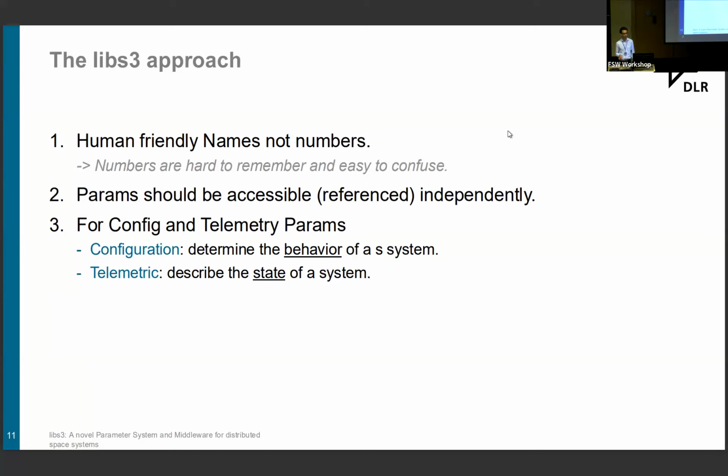I also want to access the parameters one by one. I want to be able to access just a single parameter and not have to access a whole table or download a whole file for accessing one parameter. I also want to use the parameter management system not only for configuration, but also for telemetry, because if we already have a nice way to interface with our system, why do I need another system or another way to access the telemetry?